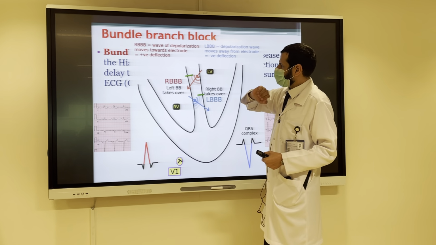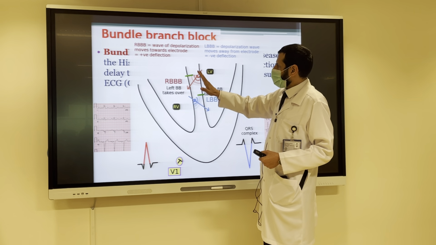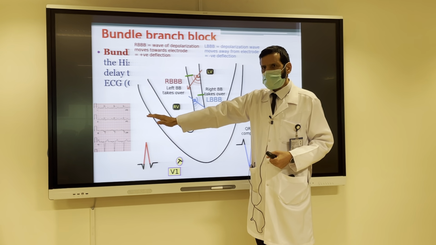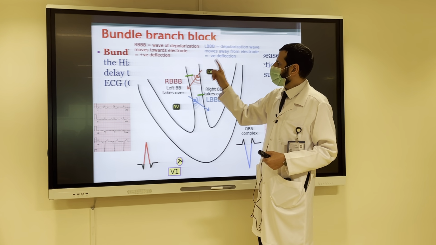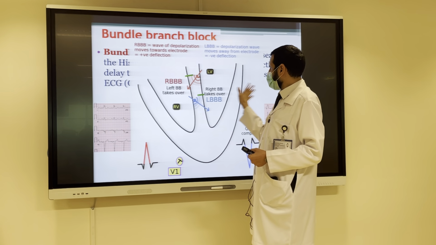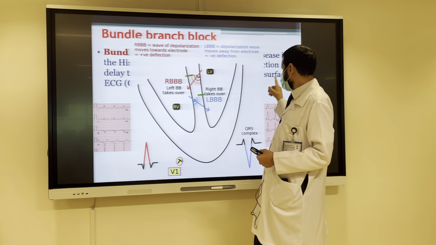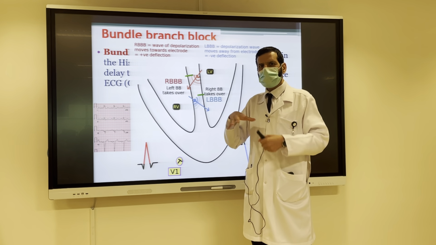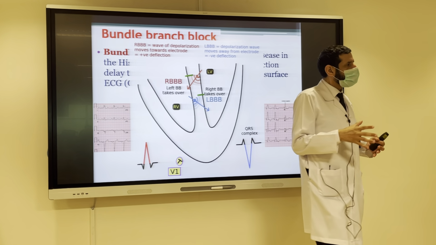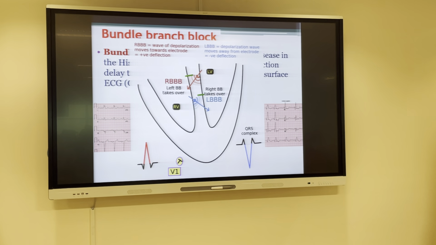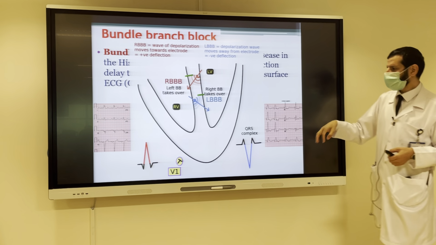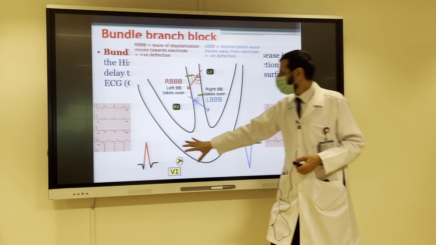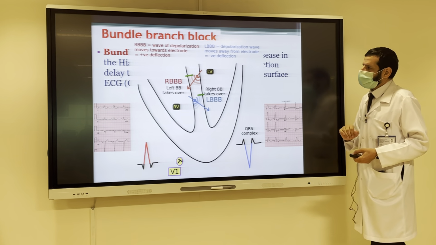When there is right bundle branch block, the left ventricle is activated initially, then we have to activate the right side. So is the main force of the right bundle going anterior or lateral? Because V1 is anterior, V6 is lateral. The main activation is anterior. So what do you expect in V1, positive or negative? Positive. It is typically what we call RSR prime, but V1 will be positive.